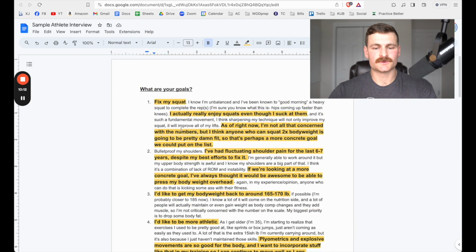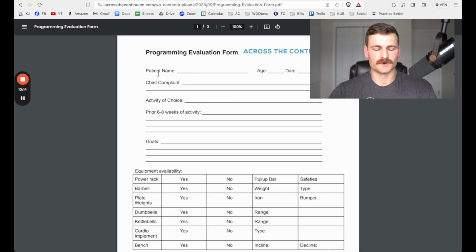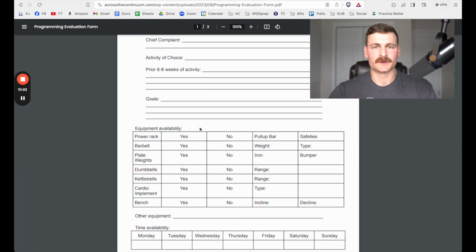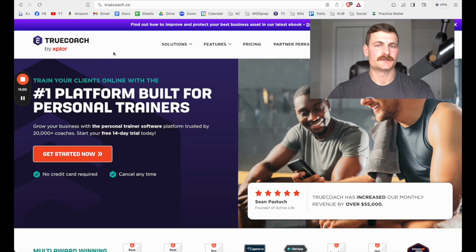So if you can answer these 3 questions that, again, are in this form, which is mainly, what are their goals? What's their experience, both past and present? And then what equipment do they have? Then you can write a program for anybody. So let's go ahead and write the initial program for this guy.